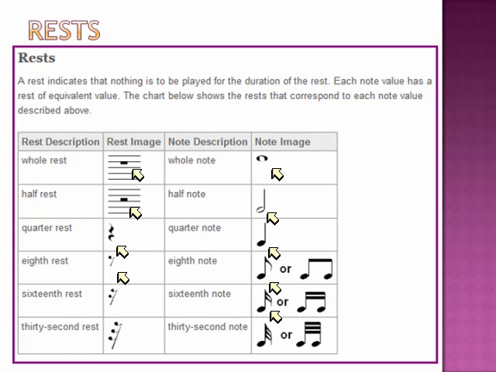A 16th note has 2 flags. The 16th rest has the 2 indications on it. And we didn't do 32nd notes before, but 32nd notes have 3 flags, and they also would have 3 indicators on the rest. So for every rest, there is a note or a sound, and for every sound, there's an indication for silence.